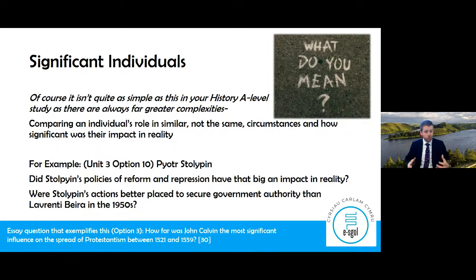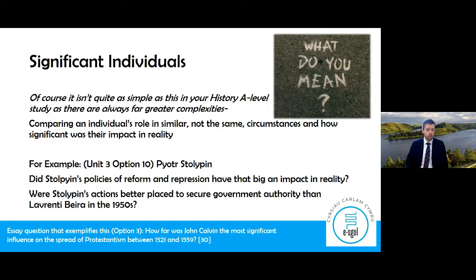And again, of course, it isn't quite that simple in our history A level, but the basis is the same. We need to compare an individual's role in similar, not the same, circumstances. We're never going to have exactly the same circumstances, but compare an individual's role in similar circumstances and how significant their impact then was in reality.